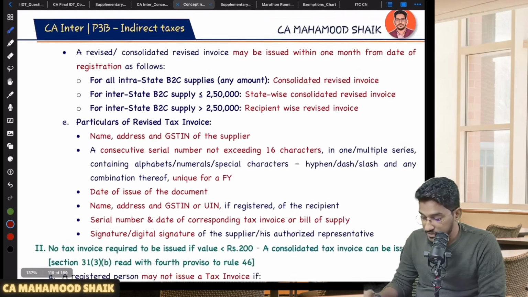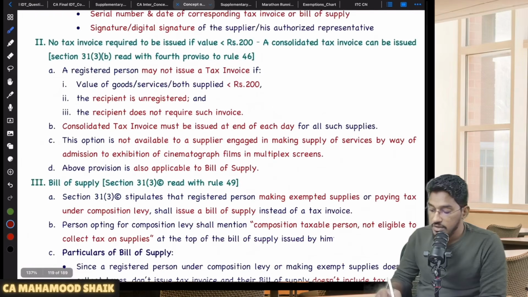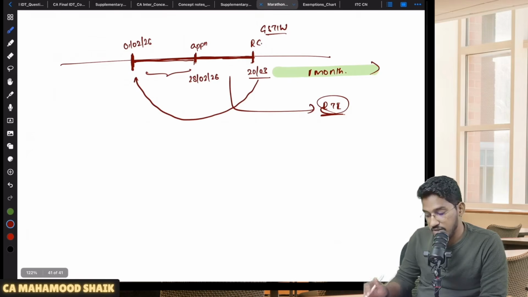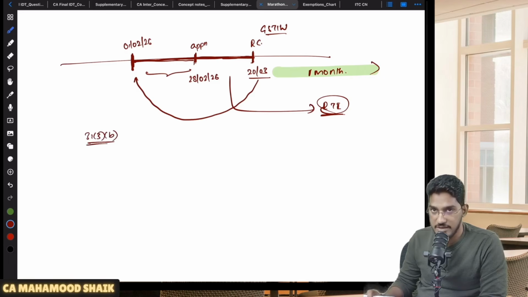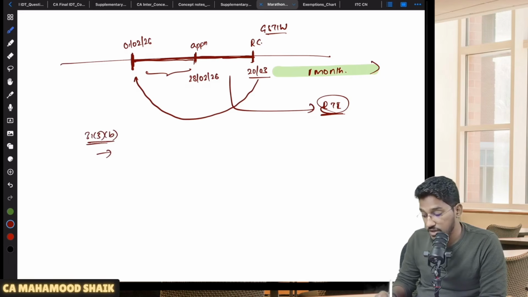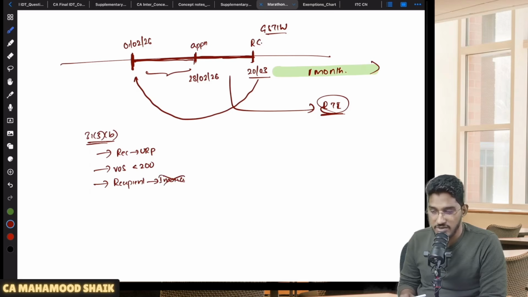Now going ahead with a few more things here. No tax invoice is required in some cases. Section 31 subsection 3 clause B says that you are not required to issue a tax invoice. When, sir? When the recipient is an unregistered person, the value of supply is less than 200 rupees, and the recipient did not ask for an invoice. Then you need not give a separate tax invoice.